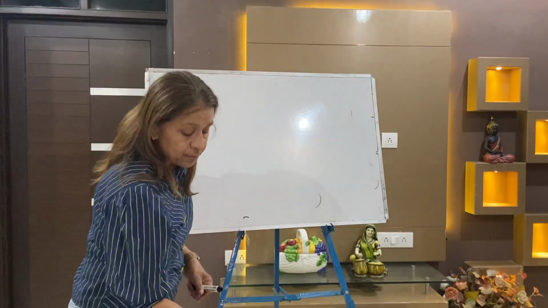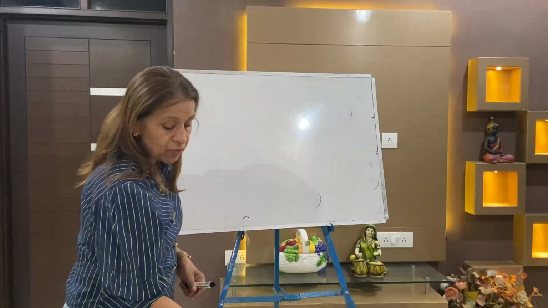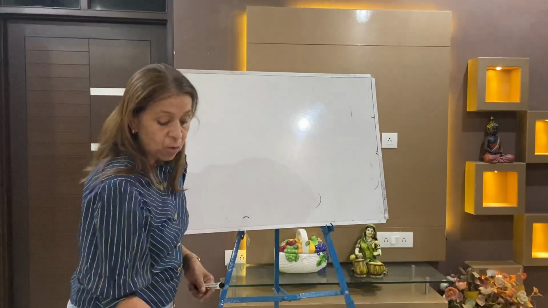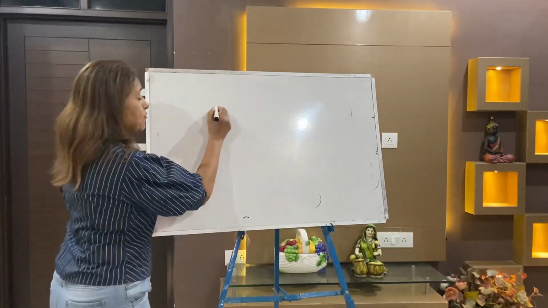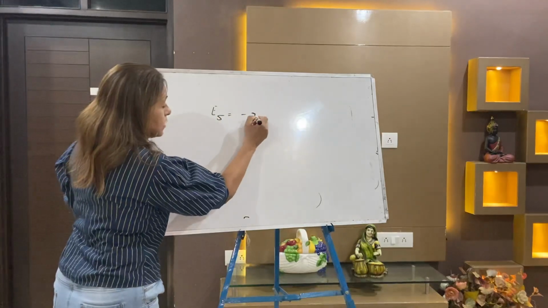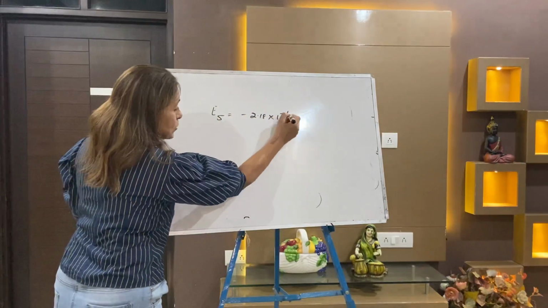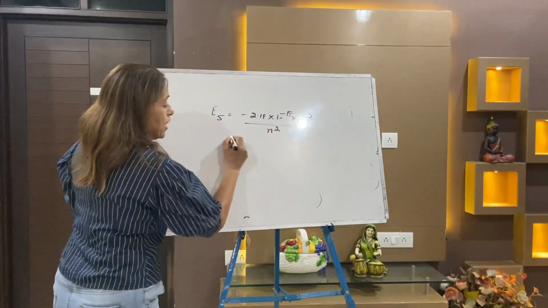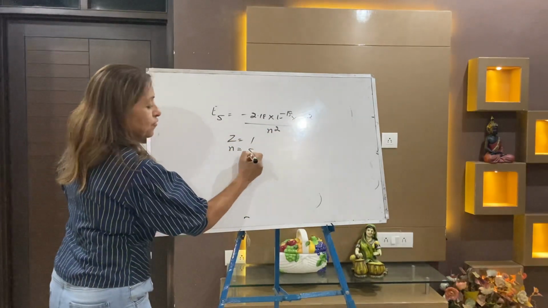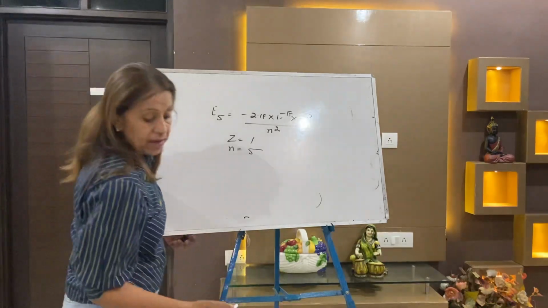The question is, the energy associated with the first orbit is given, it's in joule. What is the energy of the fifth orbit? Very simple. E5 is equal to minus 2.18 into 10 power minus 18 into z square by n square. Your z is 1 and n is 5. You put the value, you get the answer.